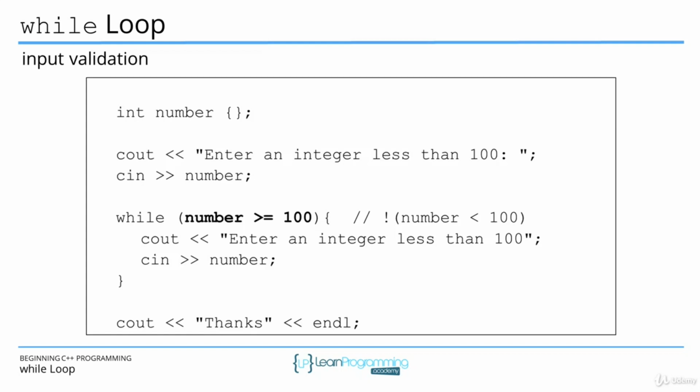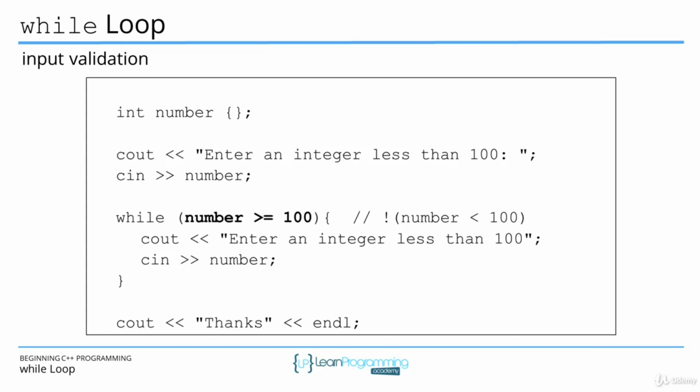Now we have the value they entered in number. The loop condition is now evaluated, and if the user's number is not greater than or equal to 100, then we have a valid number and we never go into the loop. We simply print the thanks message at the end. However, if the user enters an integer that is greater than or equal to 100, we go into the loop and ask for another integer, read it in, and then we test again. This will continue until the user enters a number less than 100.